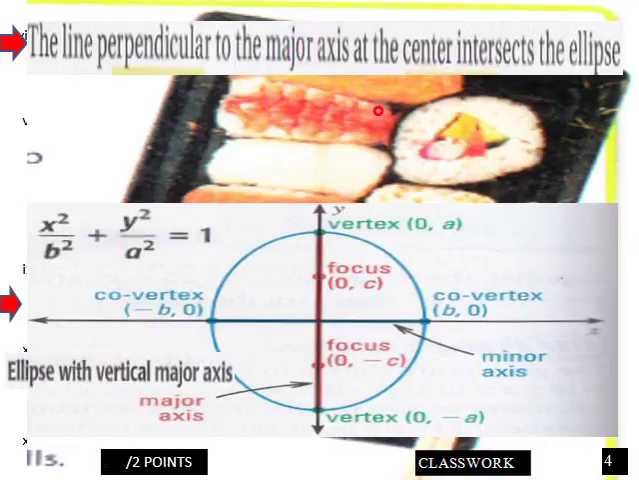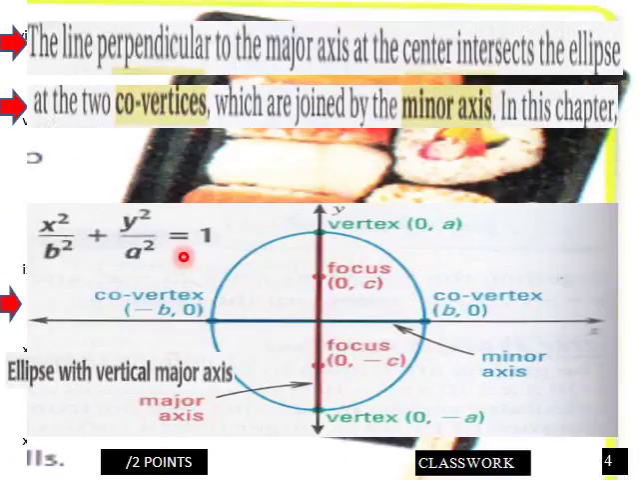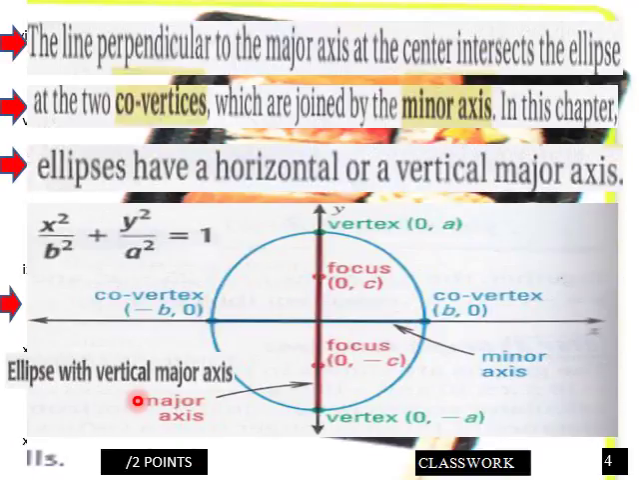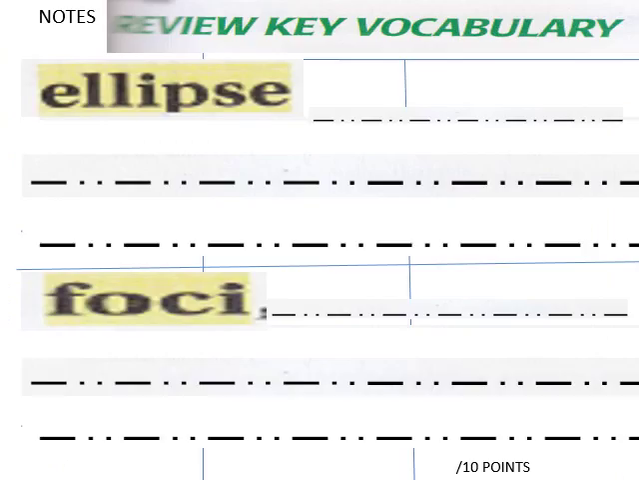The line perpendicular to the major axis at the center intersects the ellipse at the two co-vertices. These are the co-vertices here. This would be the major axis in this ellipse here, so it's wider. It's wider this way than it is this way. The ellipses all have a horizontal or a vertical major axis. This one has a vertical major axis.